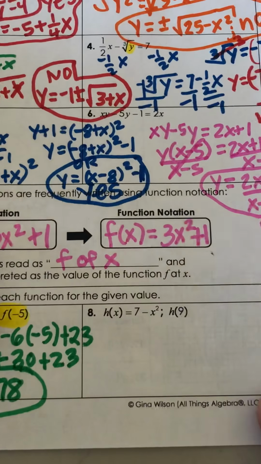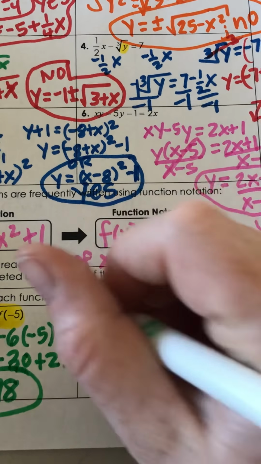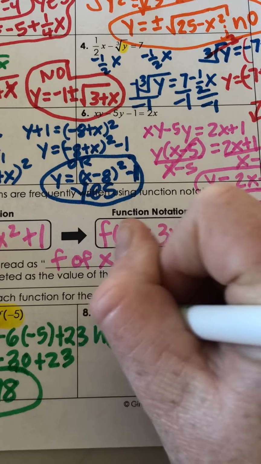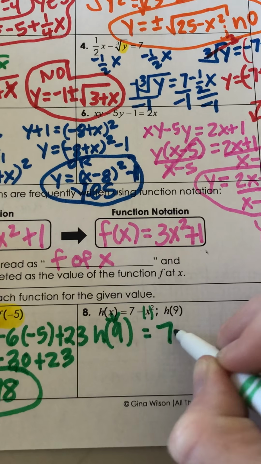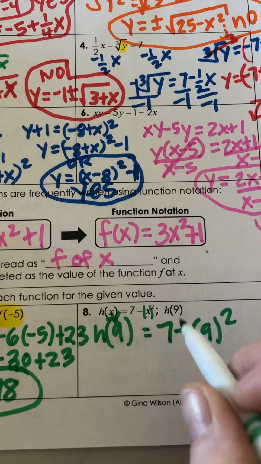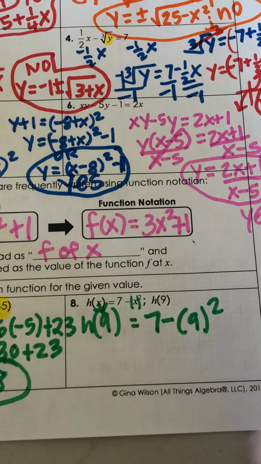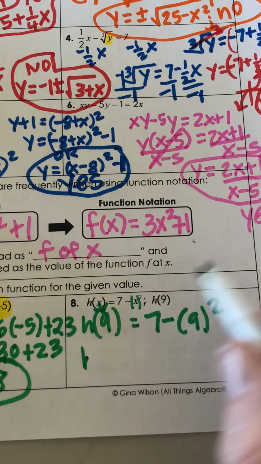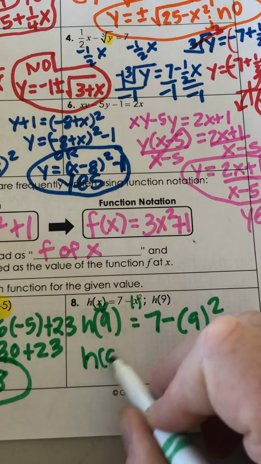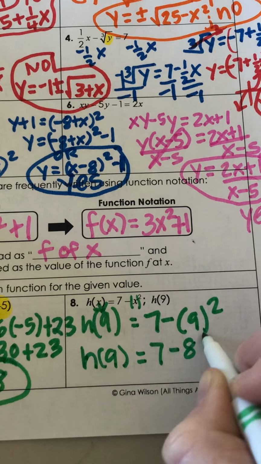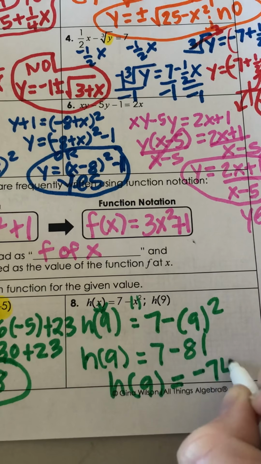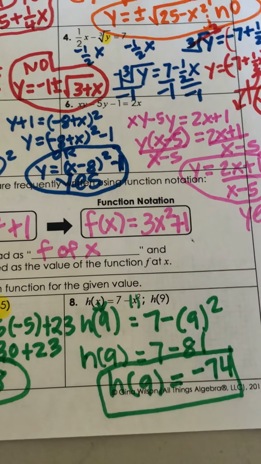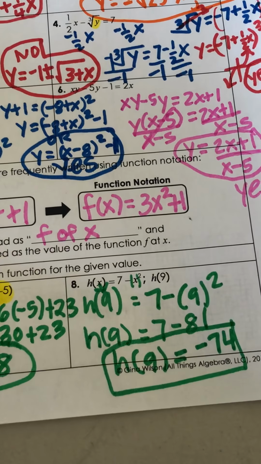All right, next one. We're evaluating h of x, and it wants to know what h of 9 is. Where I see x, I'm putting 9. That equals 7 minus 9 squared. Then you're really just doing PEMDAS from there, order of operations. h of 9 would be 7 minus 81, so h of 9 is negative 74. Hopefully you remember all these and this isn't too hard. It's going to get a little more difficult on the back.